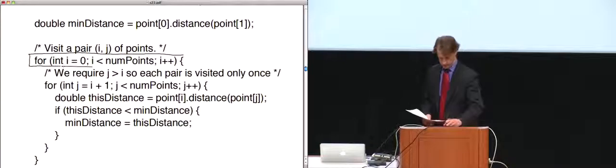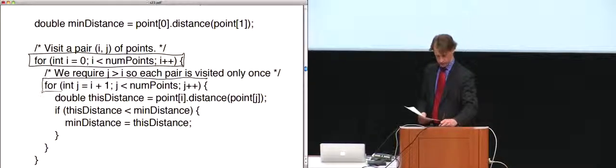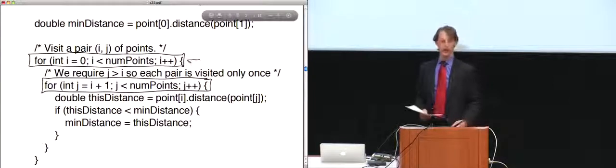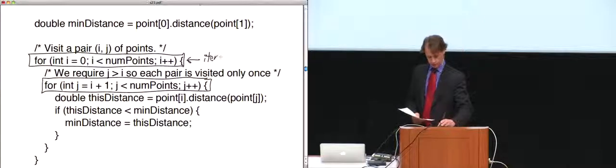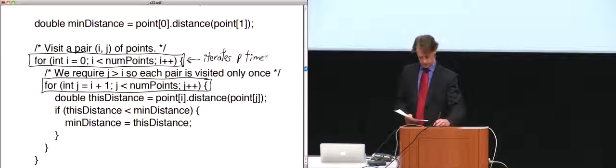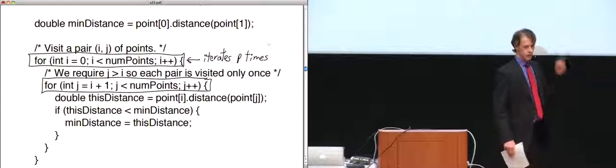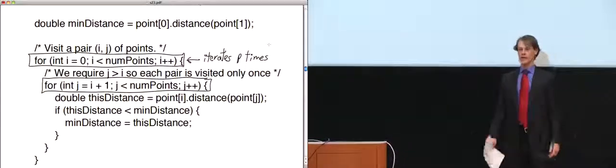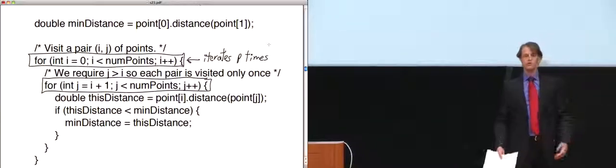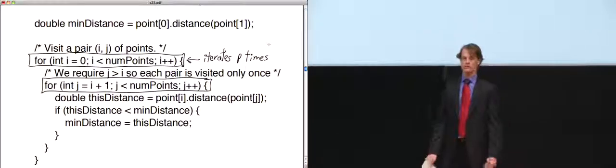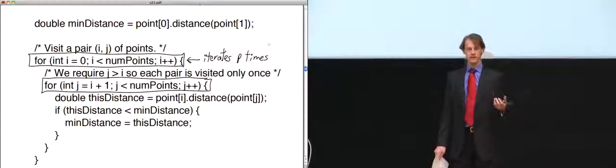You've got the outer loop here, and you've got the inner loop here. And the outer loop iterates once for each point. The inner loop, how often does it iterate? Well, the inner loop iterates at most once for each point. So in the worst case, this algorithm is going to take big O of p squared time.